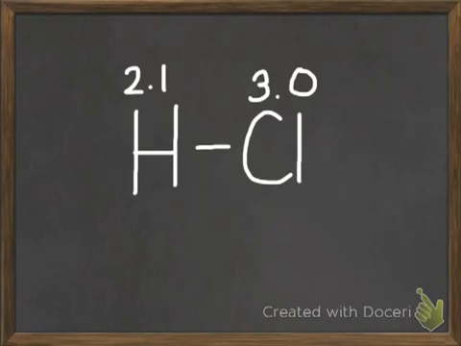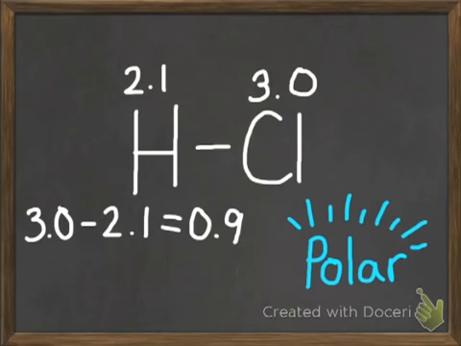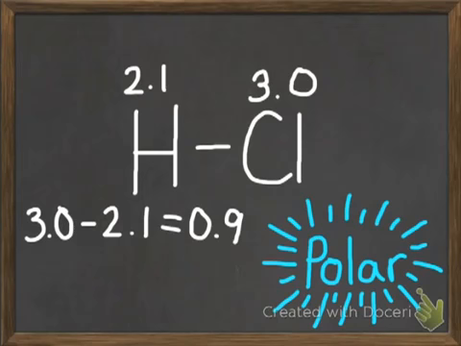So let's look at one. Here we have HCl, and up above each atom is listed the electronegativity of each atom. So we have hydrogen with an electronegativity of 2.1 and chlorine with an electronegativity of 3.0. So what we do is we take 3.0 and subtract 2.1, and that gives us a value of 0.9. Because 0.9 falls between 0.5 and 1.7, we would consider the bond between hydrogen and chlorine to be a polar bond.